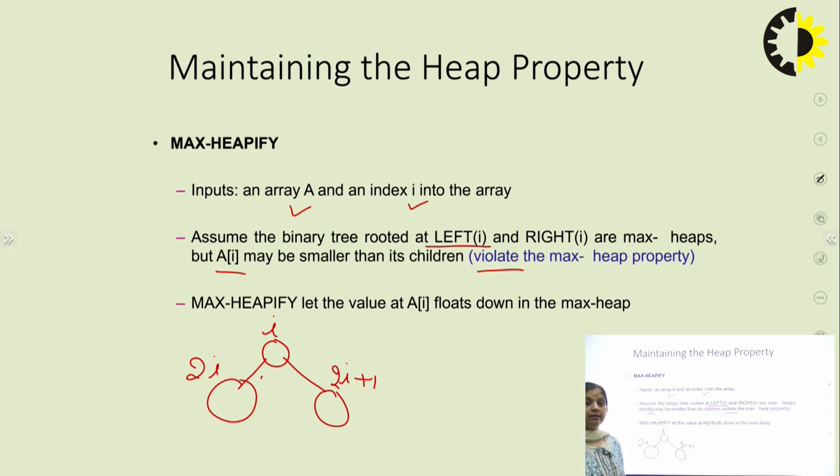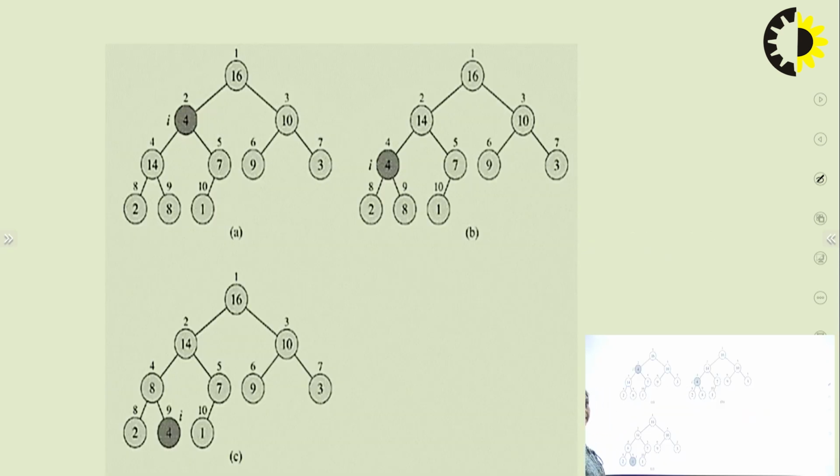As we said on the last slide, that last element we interchanged with the first one to make the in-place sorting algorithm. So in that case, the first element will be violating the property. So max heapify will run when the ith index is violating the property, but the left subtree of i and right subtree of i are already max heaps. So the value of A[i] floats down in the max heap to maintain the max heap property.